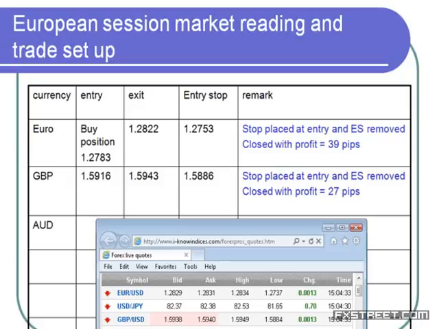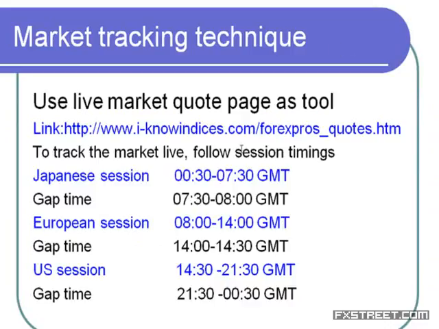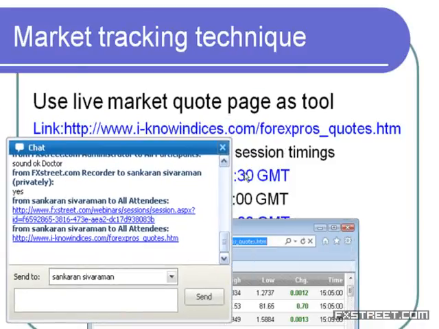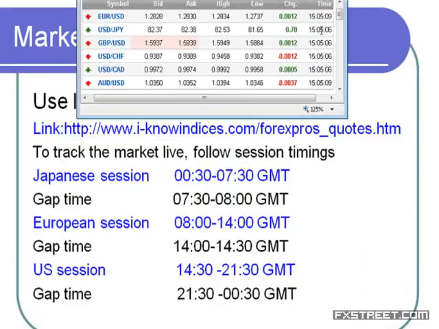So let me come to part 2 of the webinar again. Let me explain again from step 1. We use the live market quote page as the tool for tracking the market. I will give the link also in the chat window. You can open it in a browser and watch current market levels, and with the help of the live market quote page we try to find the setups. It is set up in GMT time frame. Now it is 15:05, so 30 minutes past the start of the US session.